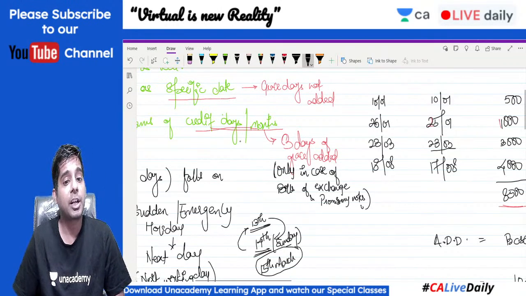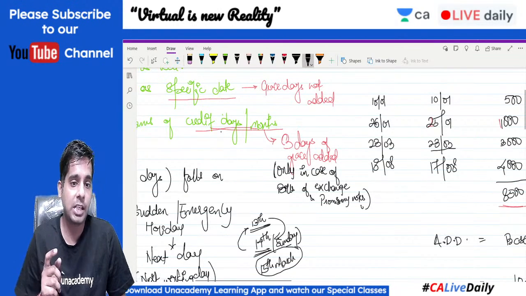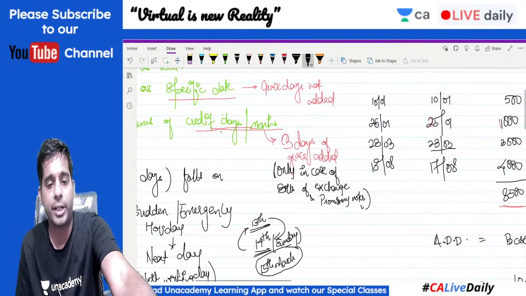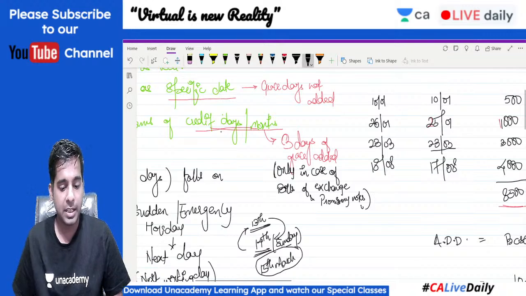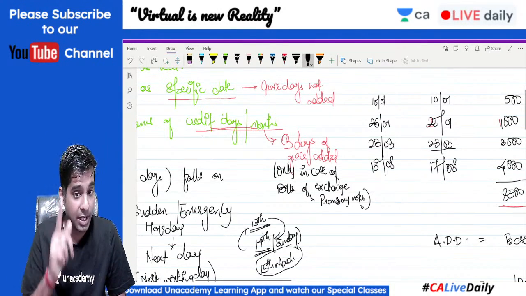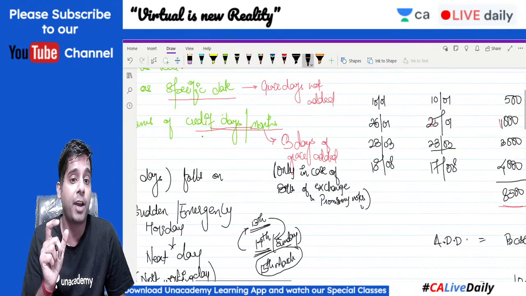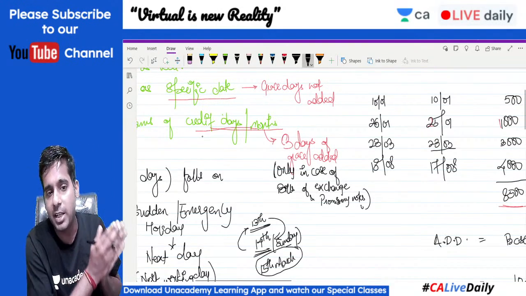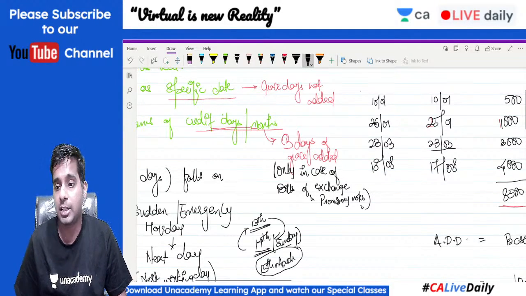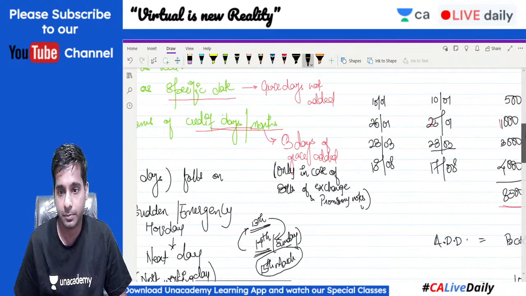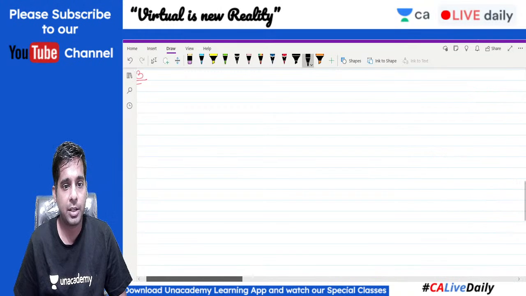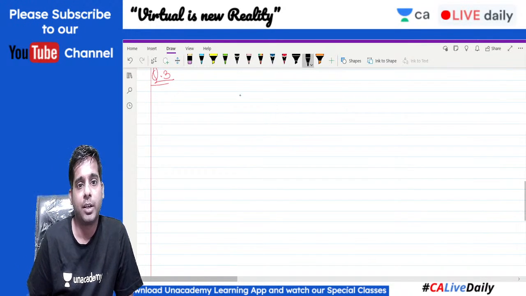But if credit period is given in case of sales or purchase transaction, let me again clarify. Only in case of bills of exchange. Let us prepare a chart. Amazing chart. Let us prepare.